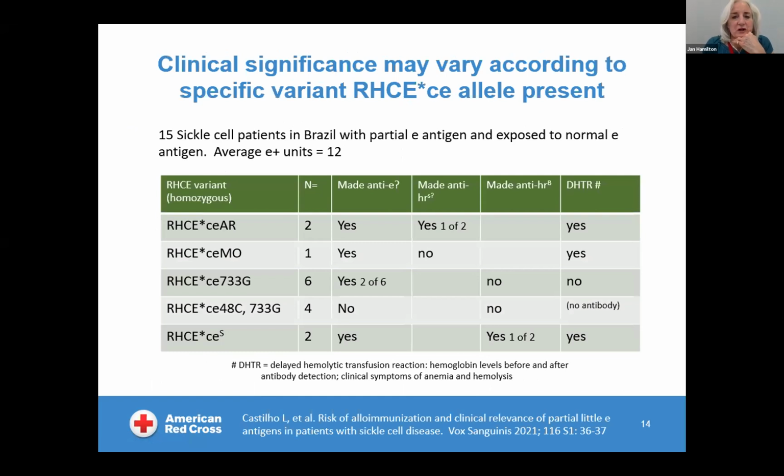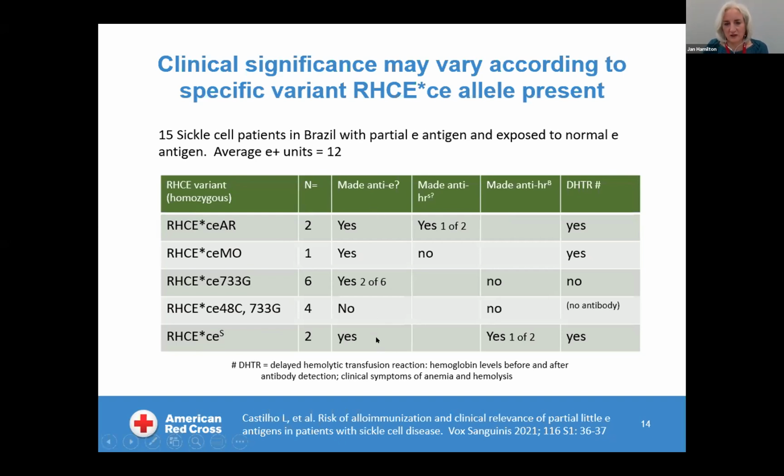So this information on this slide came from an abstract that was just presented at the ISBT meeting in June. And I thought it was interesting because it's looking at the fact that clinical significance of the antibodies in these people may vary according to which CE allele is present. So the investigators looked at 15 sickle cell patients in their population that were homozygous for the Rh variant alleles listed. All of them encode a partial little e, and these patients had been exposed to normal little e antigens. And so it was a small study, but begins to give us some interesting information.